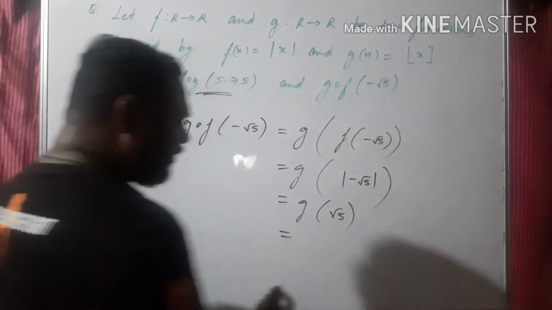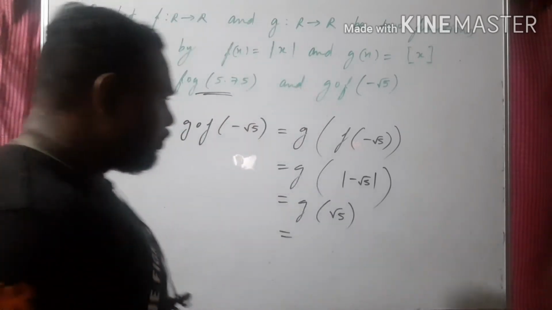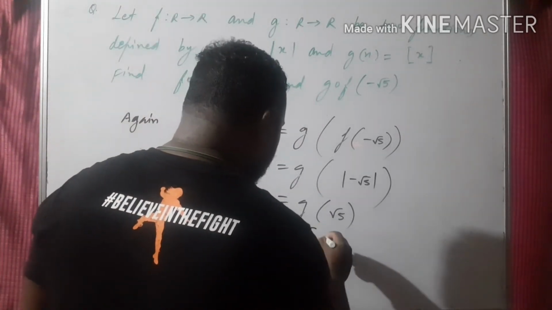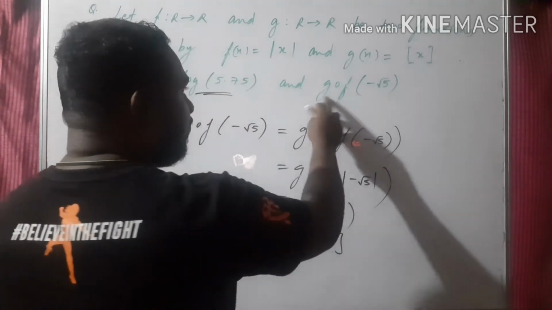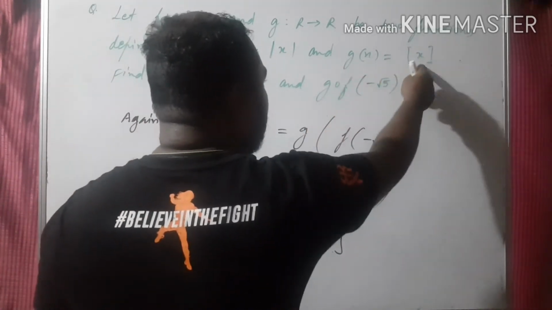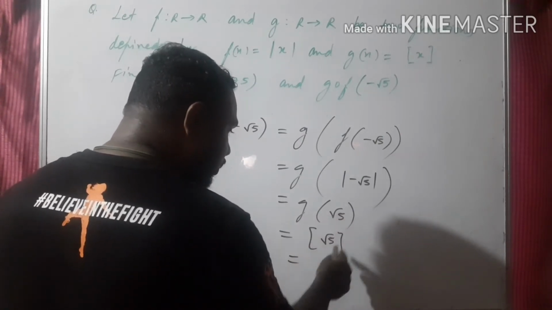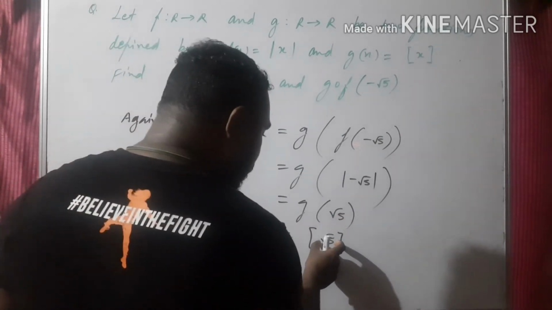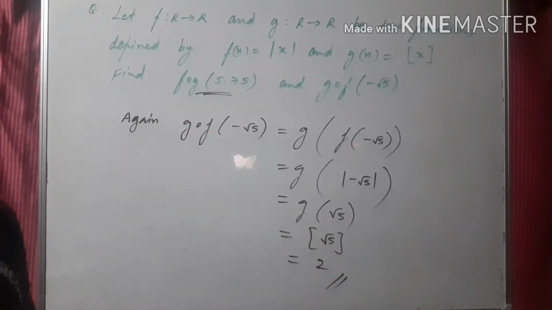So root 5, actually, it is 2 point something, isn't it? So the greatest integer of 2 point something will be how much? g is defined like that, isn't it? g(x) is equal to the greatest integer of x. So g of x, think that this is x. So the greatest integer of 2 point something will be what? 2 only. So this is the answer.